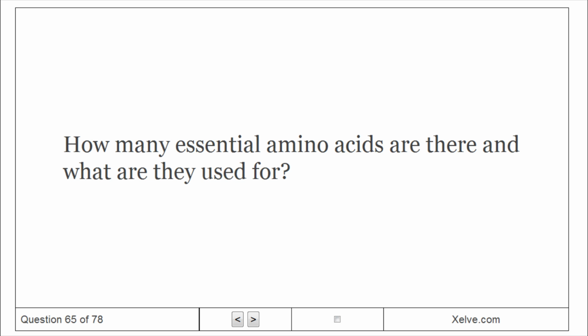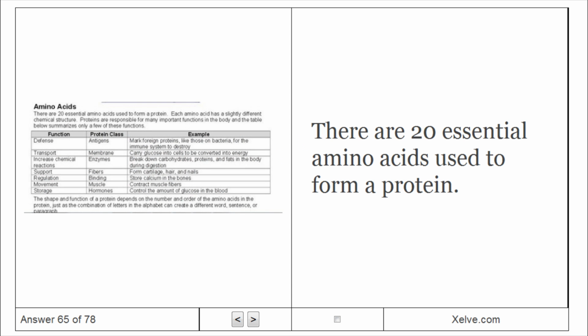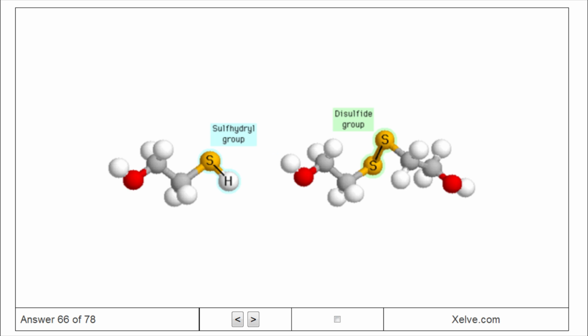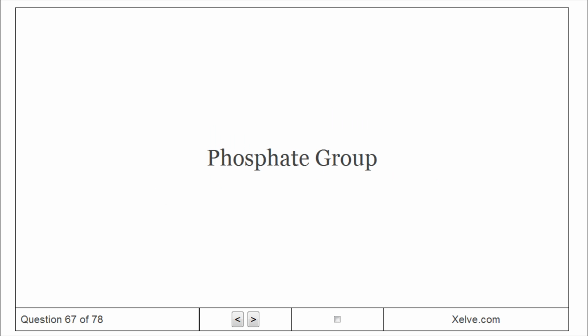How many essential amino acids are there and what are they used for? There are 20 essential amino acids used to form a protein. Sulfhydryl group. Phosphate group.